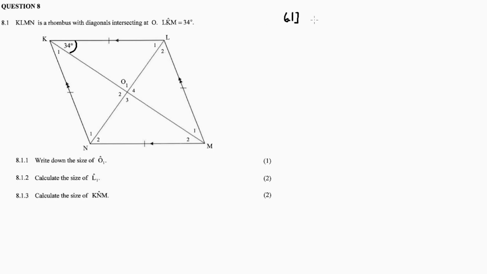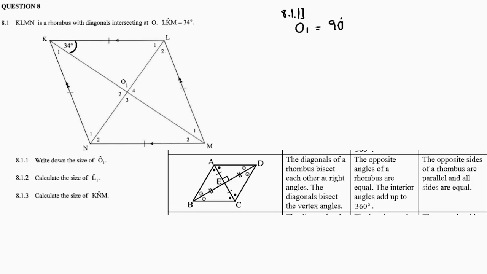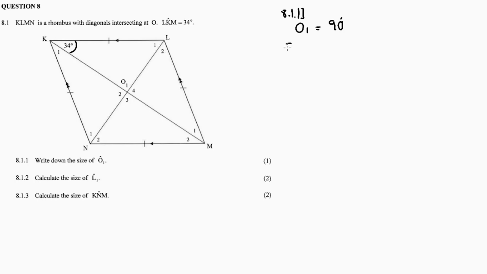So the angles where the two diagonals intersect are 90 degrees. So O1 is equal to 90 degrees. It's a property of a rhombus. This is a rhombus, and we can see that where the two diagonals intersect we get a 90-degree angle because the diagonals are perpendicular to each other. Now we go to 8.1.2.